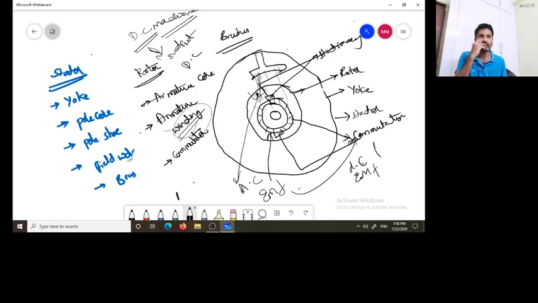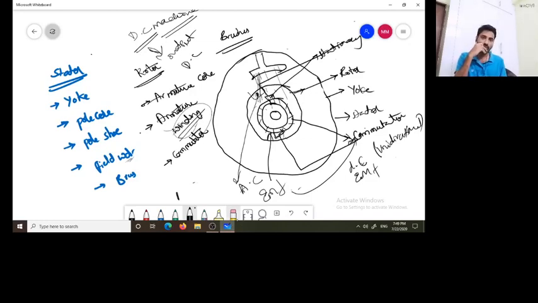DC is also called unidirectional. It is in only one direction and does not alter with respect to time. That's why it is called unidirectional EMF. So what is the purpose of the commutator? It converts AC EMF into DC or unidirectional EMF. And in order to collect that unidirectional current from the commutator segments, we are using brushes.